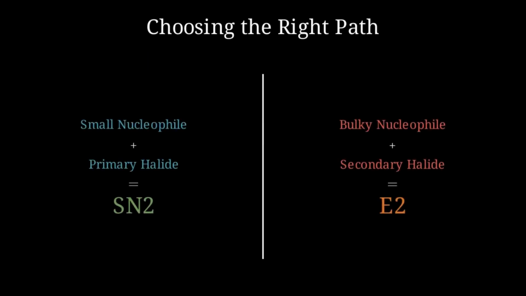When planning a synthesis, always choose the path where the least substituted carbon comes from the alkyl halide. This minimizes steric clash and ensures that substitution wins the race against elimination, maximizing your ether yield.